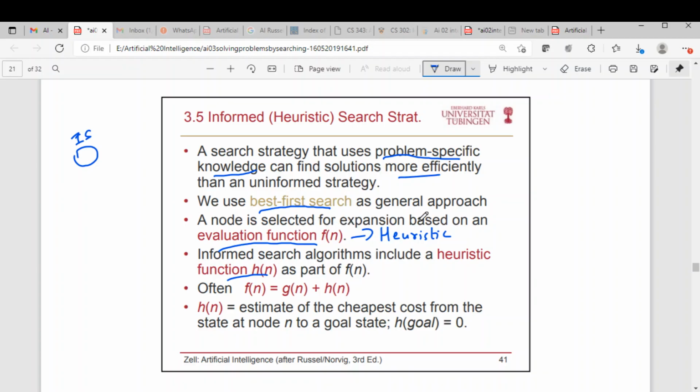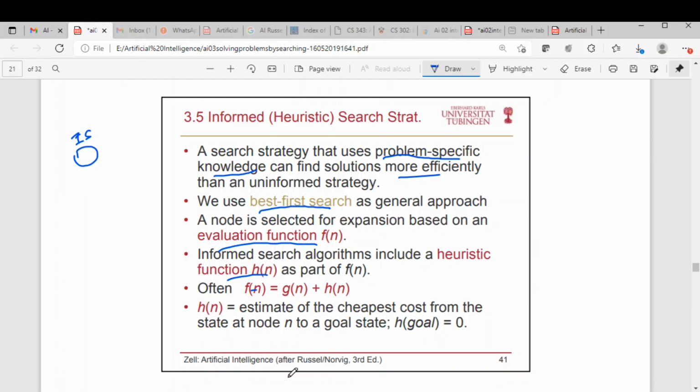Sorry, a node is selected for expansion based on an evaluation function, which is called f of n. So we have two different functions. One is the evaluation function, which is different from the heuristic function. Apart from the evaluation function, we have another function called the heuristic function. The informed search algorithm also includes a heuristic function h of n. This heuristic function is a part of the evaluation function.